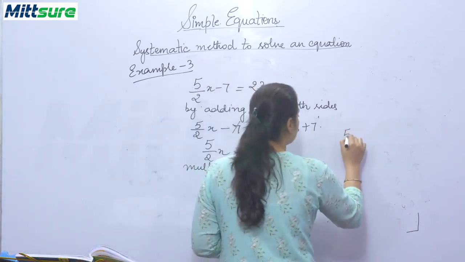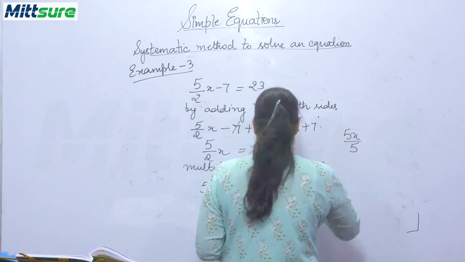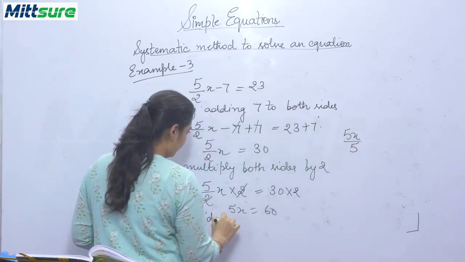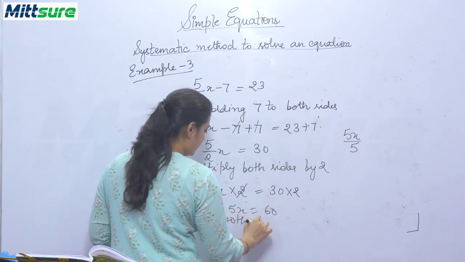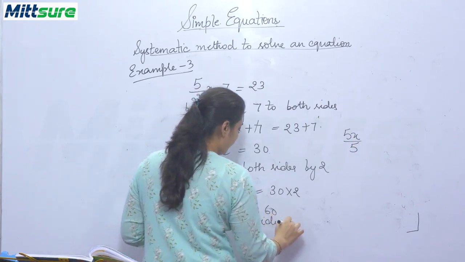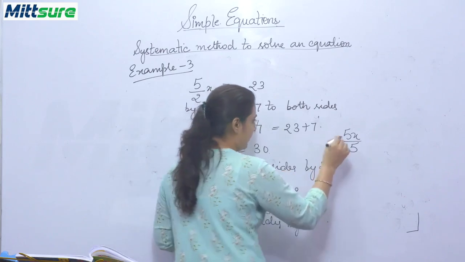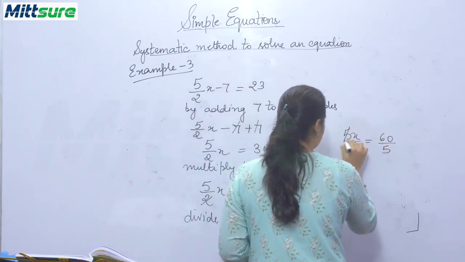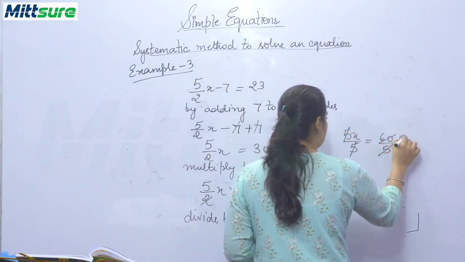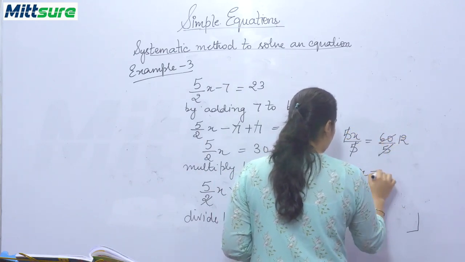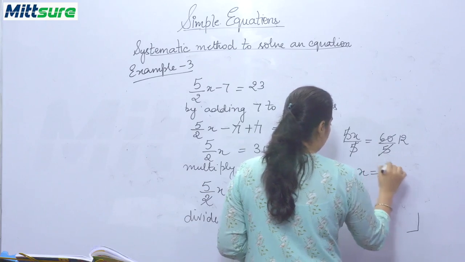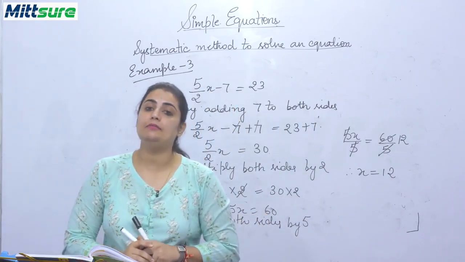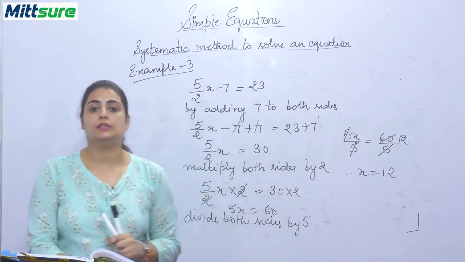So 5x upon 5, you will write divide both sides by 5. Then 60 by 5. So 5 cancels 5. This cancels 60 by 12 times. So hence the value of x comes to be 12. So the required number that we were looking for is 12.